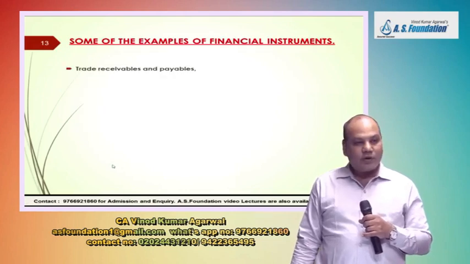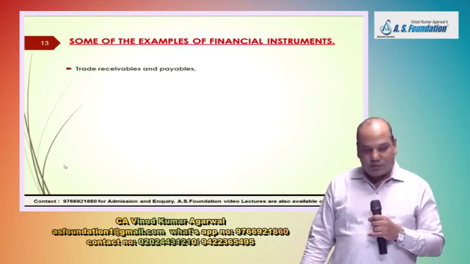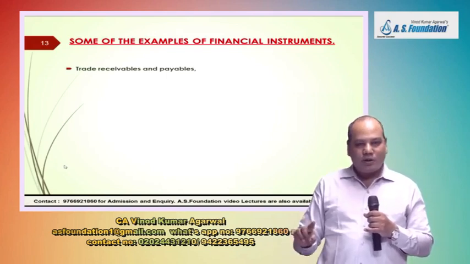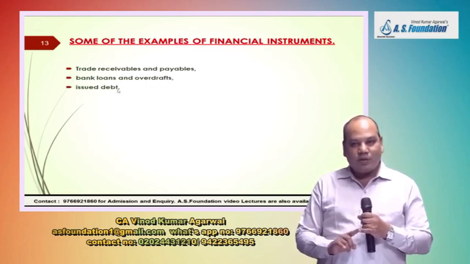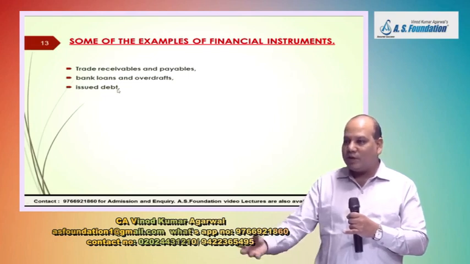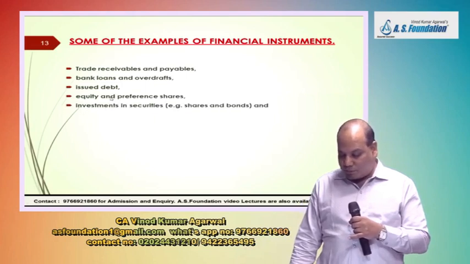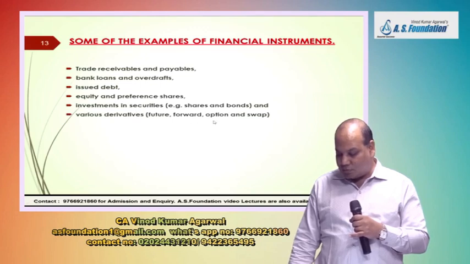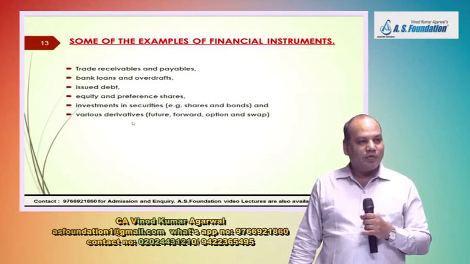Okay, so some of the examples of financial instruments are trade receivables and payables, debtor, creditor, bills receivable, bills payable, loan given, loan taken, overdraft, issued debt, meaning debenture. So debenture, bond, loan, whatever is the name, is a financial instrument. Equity share, preference share, investment in securities like shares and bonds. Up to this it was simple. Then it becomes a little complicated below.